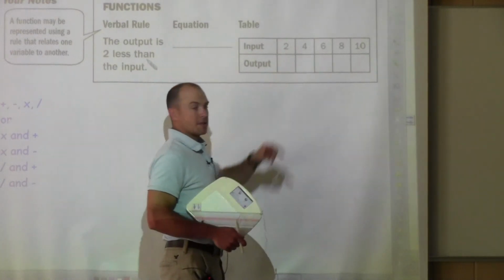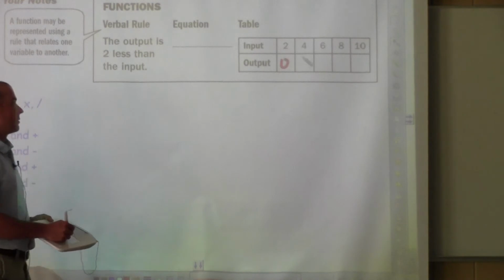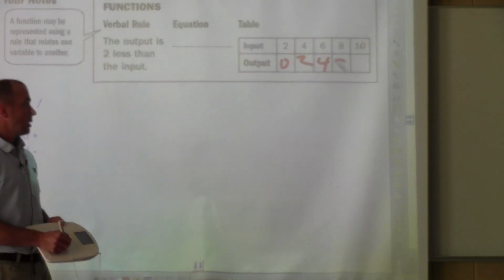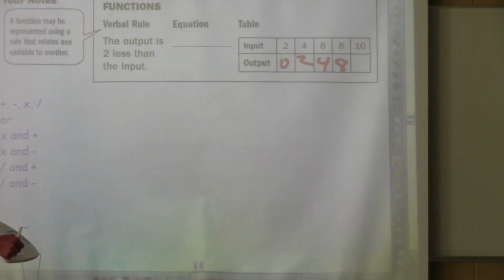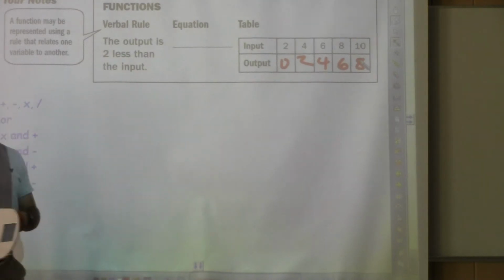The output is 2 less than the input. 2 less than 2 is 0. 2 less than 4 is 2. 2 less than 6 is 4. 2 less than 8 is 6. Here we go: 0, 2, 4, 6, 8. The output is 2 less than the input.